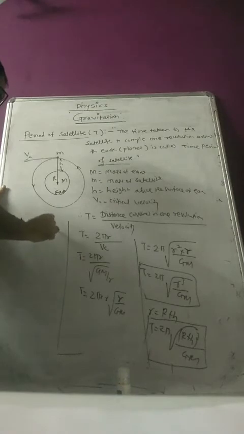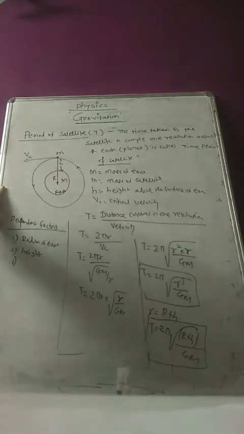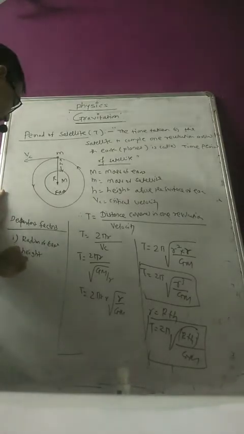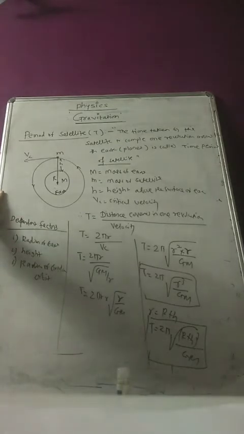कोणकोणत्या फॅक्टर्स वरती डिपेंड्स करतं मुलांना क्रिटिक टाइम पिरियड? First, it depends upon the radius of the earth. It depends upon height above the earth satellite. Then it will also depend upon the radius of circular orbit. म्हणजे मुलांनो ती सर्क्युलर ऑर्बिटची रेडियस किती आहे त्याच्यावर सुद्धा तो डिपेंड्स करतो.